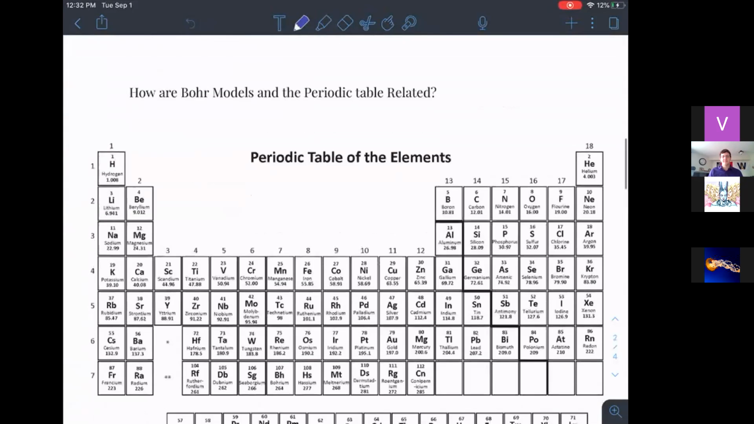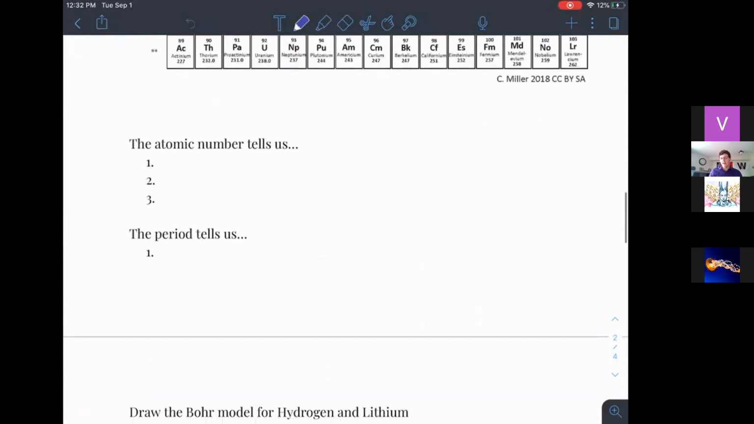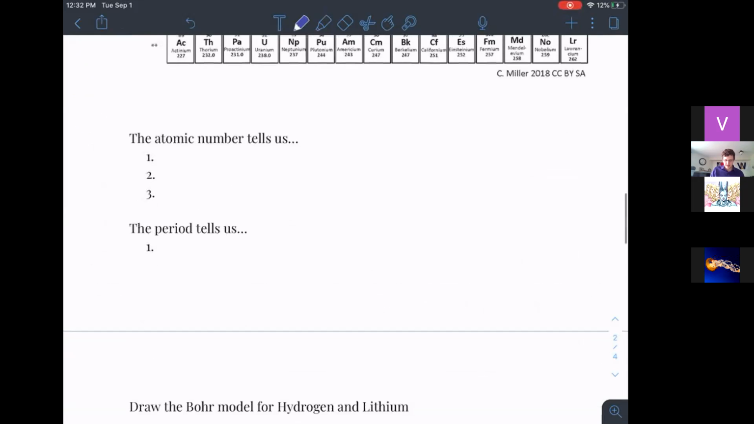Then we're going to get down here and answer a few questions. How are the Bohr model and the periodic table related? And then we're going to answer the questions below that periodic table as well. When it says the atomic number tells us, there are 3 things you should be able to identify from the atomic number. Figure out what those 3 things are. The period tells us something. When I say the period, I'm just talking about the row. So this is the first period, second period, third period, all the way down to 7. So if I put in parentheses here, the row, just so I can remember that period is just talking about the rows of the periodic table.